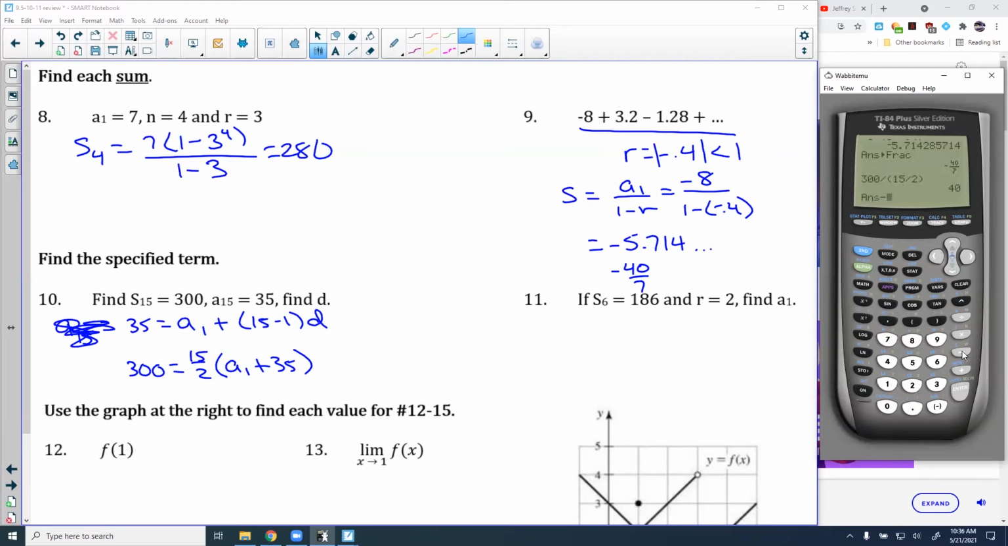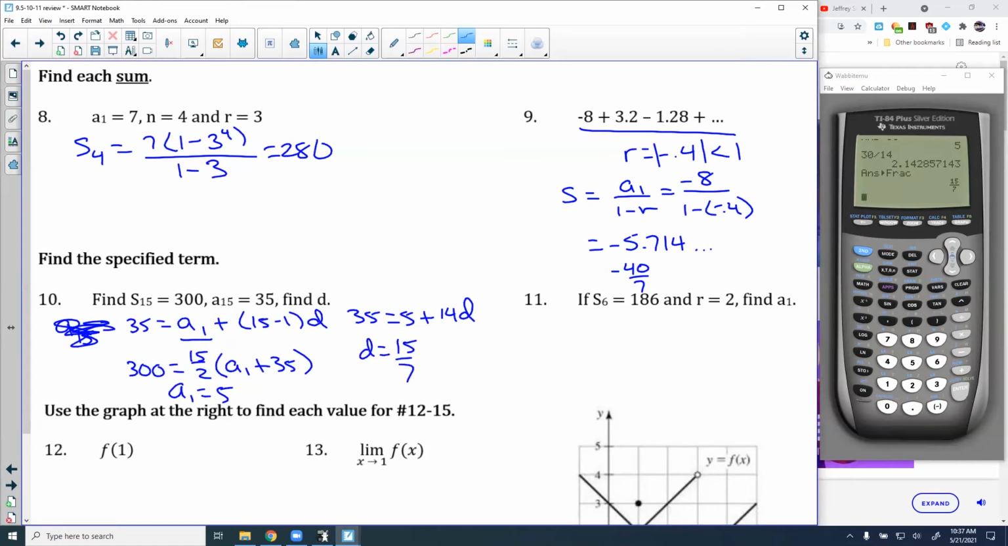And then we can minus 35. So a sub 1 ends up being 5. So from this formula, a sub 1 is 5. Now we can plug that in here and find the common difference. So 35 is equal to 5 plus 14 times d. So 30 divided by 14. And I guess we can just go with the fraction on that. 15/7. So the common difference is 15 over 7.